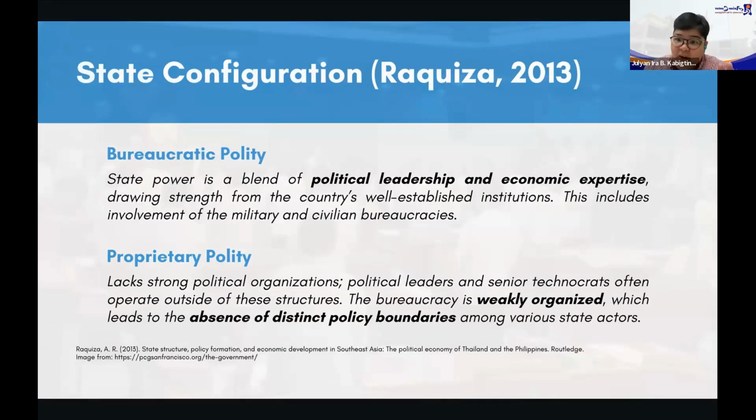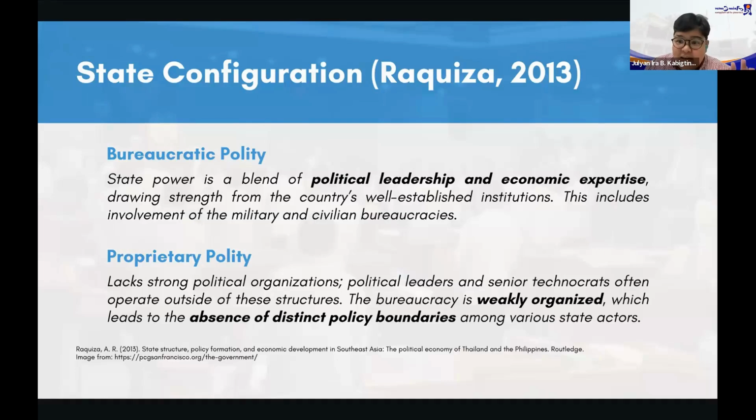And one of the things that I found particularly interesting was the state configuration. As I looked at the state configuration, I noticed that there were possible explanations for how the differences between the state of the Philippines and of Thailand could explain how these different state configurations also manifested into the differences of how the healthcare system was structured and executed.